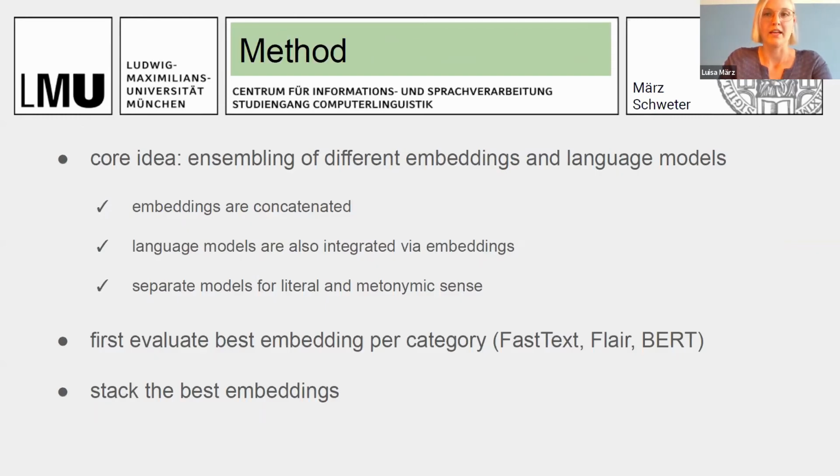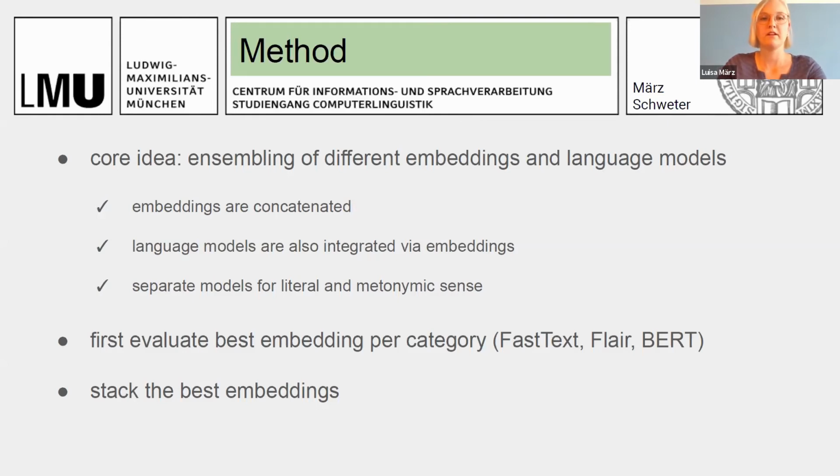So what was our core idea? We just wanted to ensemble those different embeddings and language models to figure out how they work together. So they are simply concatenated, and as I explained before, from BERT, there are also embeddings retrieved. And we also trained different embeddings for literal and metonymic sense, since we found that having one model for both did not work optimally.